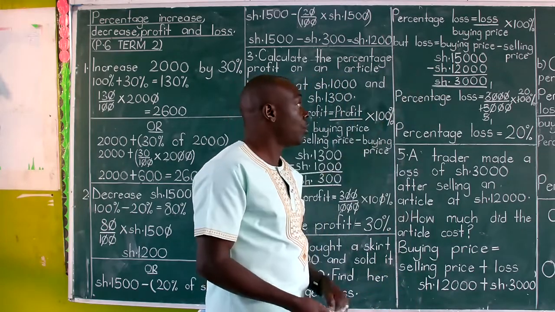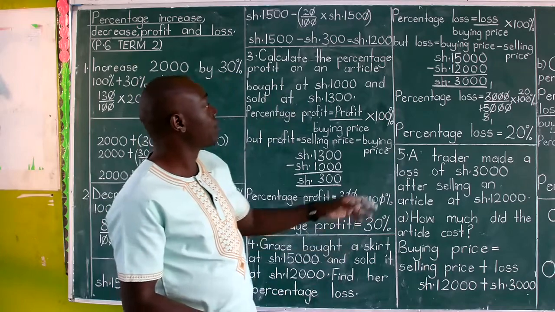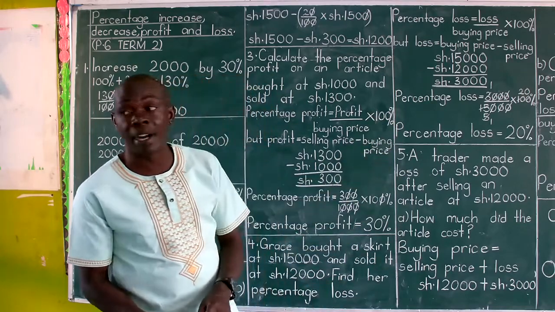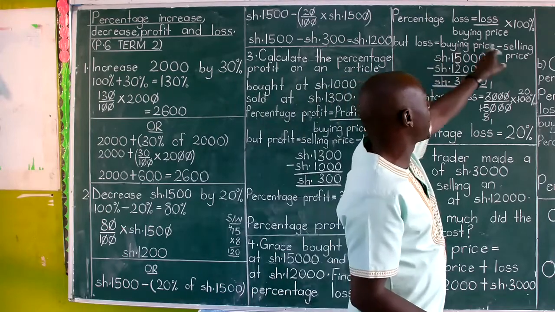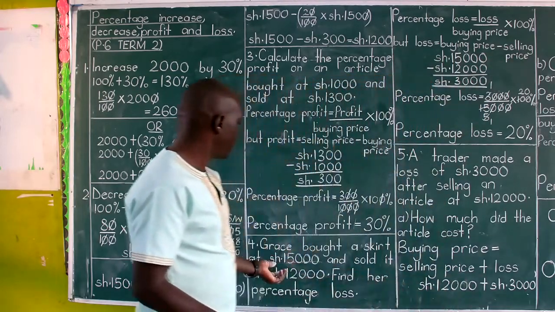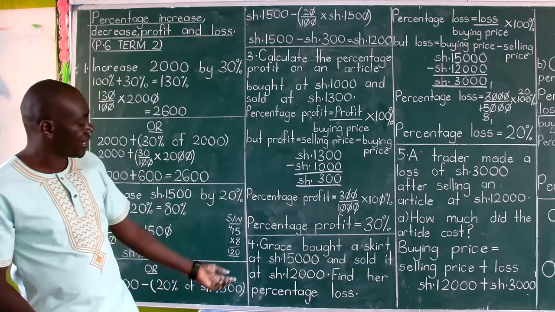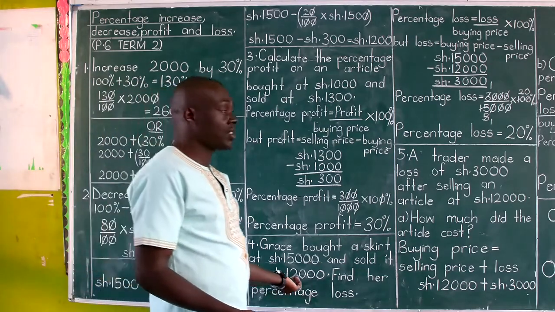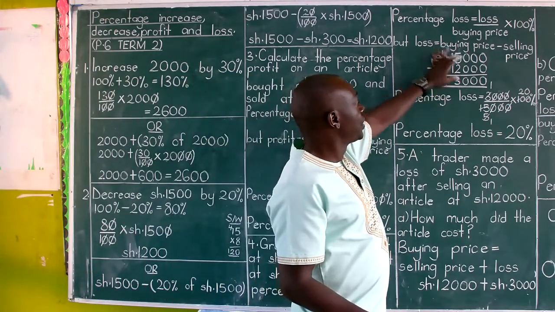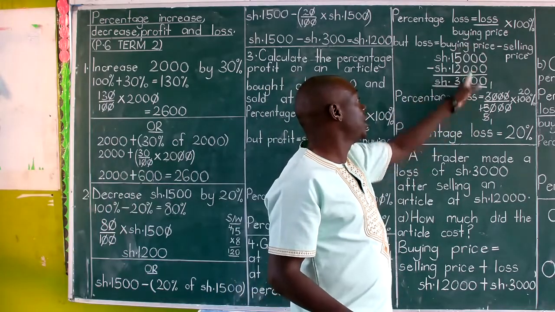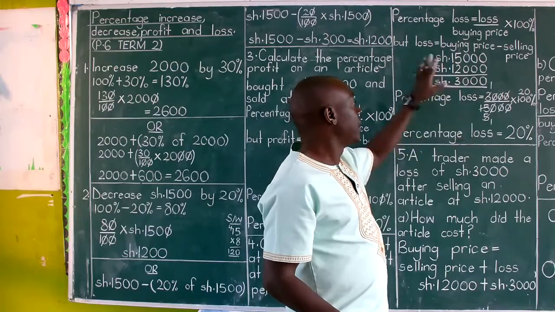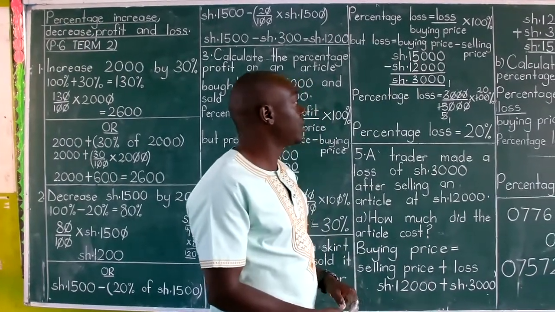As I said before, the loss amount is not here, but you can easily get it because you have the buying price and the selling price. So you say loss equals buying price minus selling price. The buying price was 15,000 shillings and the selling price was 12,000 shillings. So we say 15,000 shillings minus 12,000 shillings. Subtract properly and get 3,000 shillings loss.